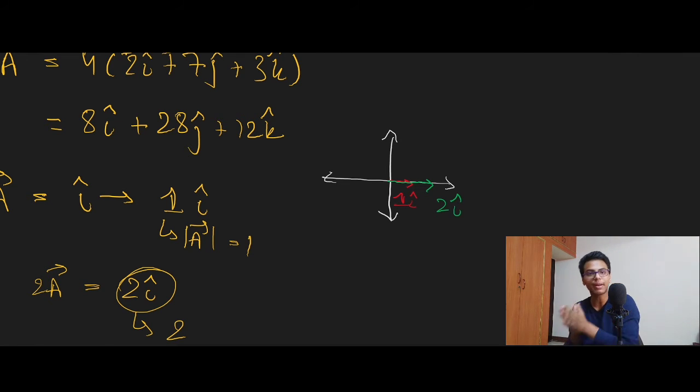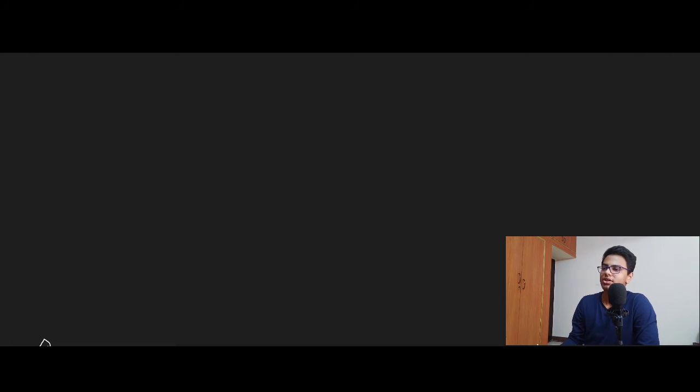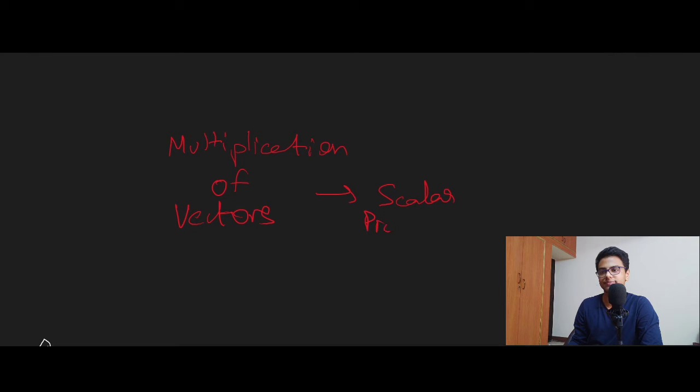Now we're going to see how we multiply a vector into a vector, right? Let's go ahead and see that. Now I'm going to be picking up some speed, so let's get started. When we talk about multiplication of vectors, it can be done in two different ways. First, you have something called a scalar product. Then you have something called a vector product.